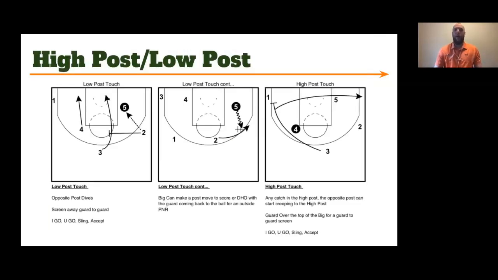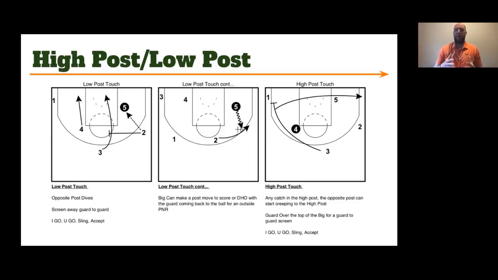Just to show you what that looks like, we do that out of both the low and the high post. Whenever it comes to a low post touch or a high post touch, we come together with 2 guards and we're making that read. How we do that is the person who can see the majority of the floor is the person making that call. For example, on the right side of the screen here, it shows a high post touch. 3 comes over the top after the high post gets the touch, going to set a screen for 1 in the corner. In this instance, 1 would have the call to say, I go, you go, sling, accept. If that person says I go, that means they're the person back cutting and putting their head under the rim.